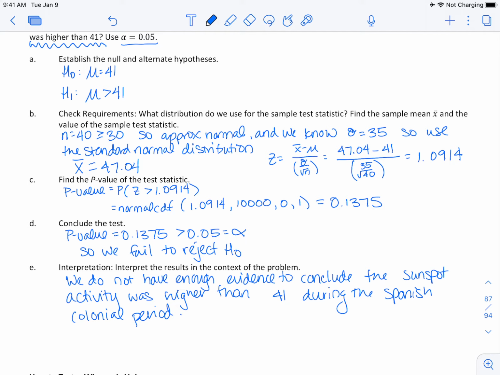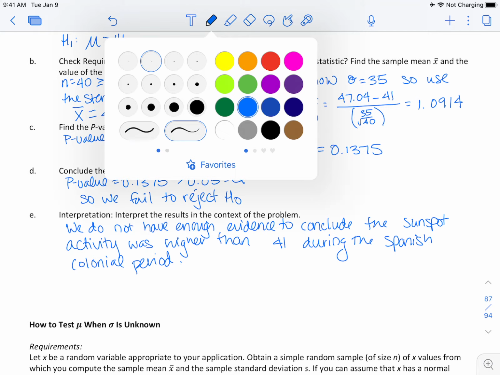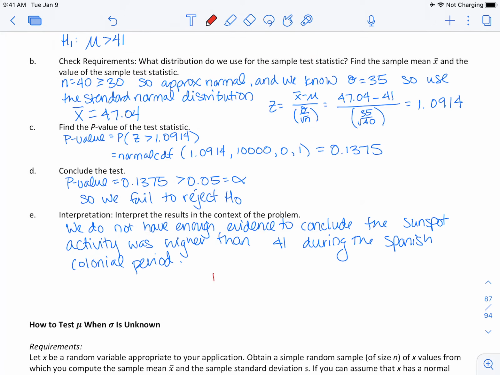Okay. We can also do this in our calculator. So I'm going to make a note down here. When we're doing this in our calculator, you can use the z-test. And so when we do the z-test, you're going to do stat, test, and then we're going to do choice 1, which is the z-test. We can put our data into our L1, okay, and use our data.